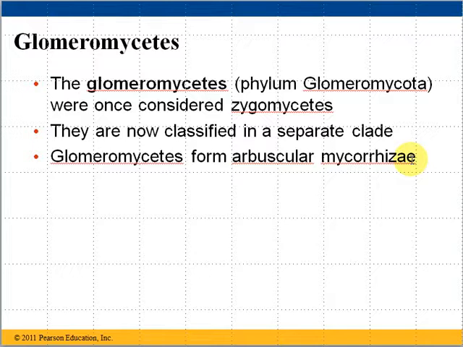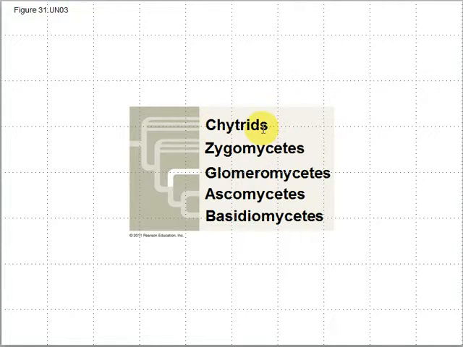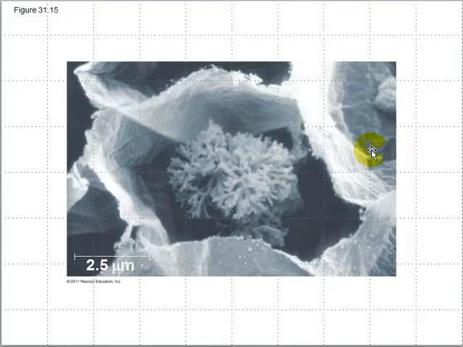So if we were going to look at the 5 groups again, we've looked at the chytrids that have the flagellated spores, the zygomycetes like the bread molds, and now glomeromycetes, which are mycorrhizal type fungi or arbuscular mycorrhiza. Next we're going to take a look at the ascomycetes, but I think we have a picture here. Here's a good example of an arbuscular mycorrhiza. If you can kind of make it out, this will be the cell wall of the plant cell, and then this is the hyphae that has extended into the inside of the cell.